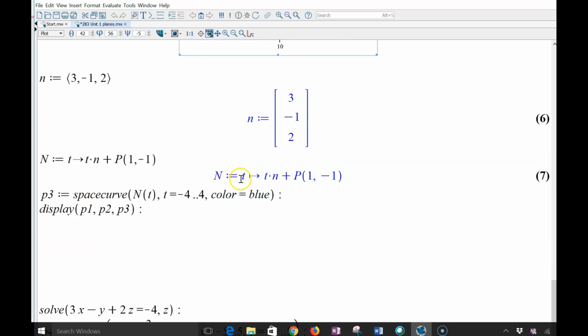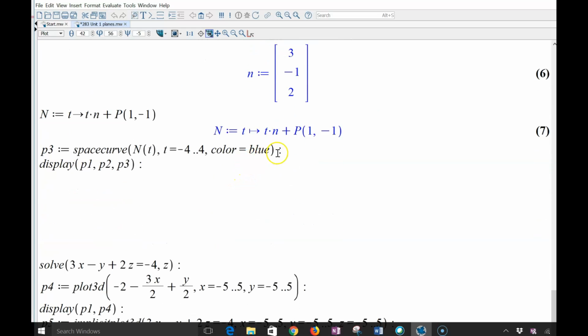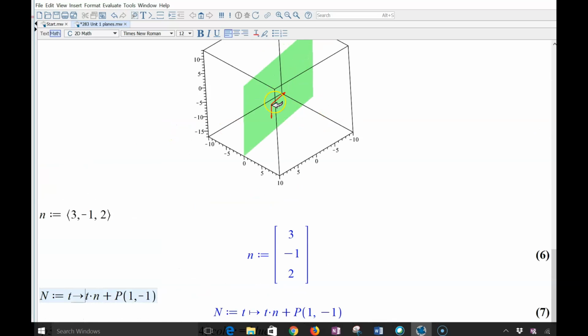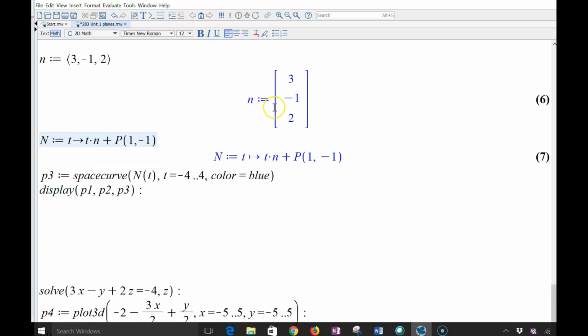So I plotted that line. All right, and that looks like this. All right, so I defined a new function, which I called capital N, and you do that function by, I'm saying t is being sent over, and keep in mind, remember how to do this arrow. You're going to do a single dash and then a greater than sign, and Maple converts it to the arrow, and it's t times the vector n, which is the normal vector, plus some point that I want to plot. I chose that one there. So it's going to be crossing through this base point for the vectors u and v.